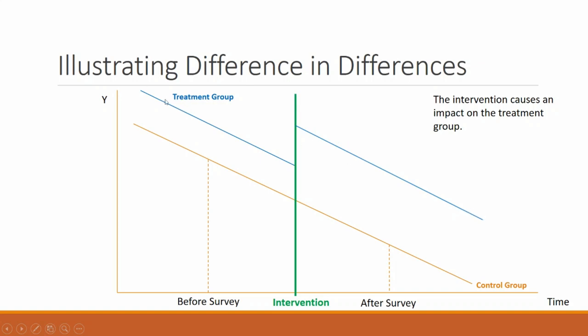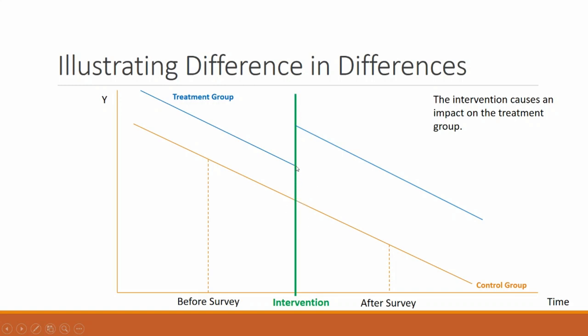However, because the treatment group received textbooks, now their test scores improve. They still have the same trend. They're still going down overall, but introducing the textbooks, introducing the intervention here, allowed the students to improve their test scores. All right, so now we can say that the intervention causes an impact on the treatment group. But now the question is, when we're doing this analysis, we want to be able to figure out what this impact is. We want to be able to measure it.